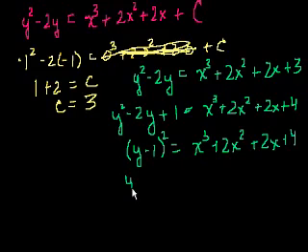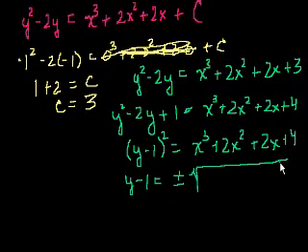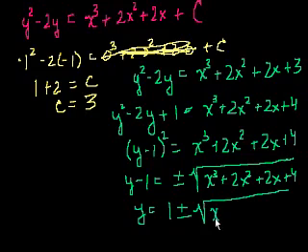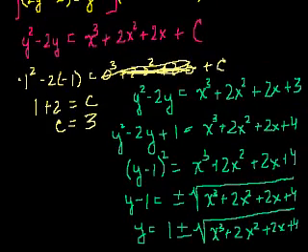Then I could say y minus 1 is equal to the plus or minus square root of x to the third plus 2x squared plus 2x plus 4. I could add 1 to both sides, and then I get y is equal to 1 plus or minus the square root of x to the third plus 2x squared plus 2x plus 4. And it has plus or minus here, and if we had to pick one of the two, we'd go back to the initial condition.